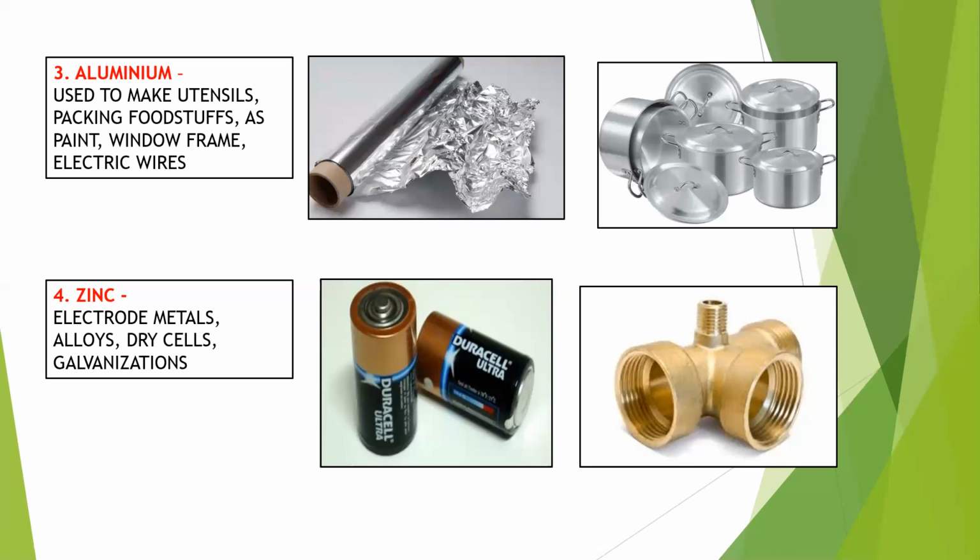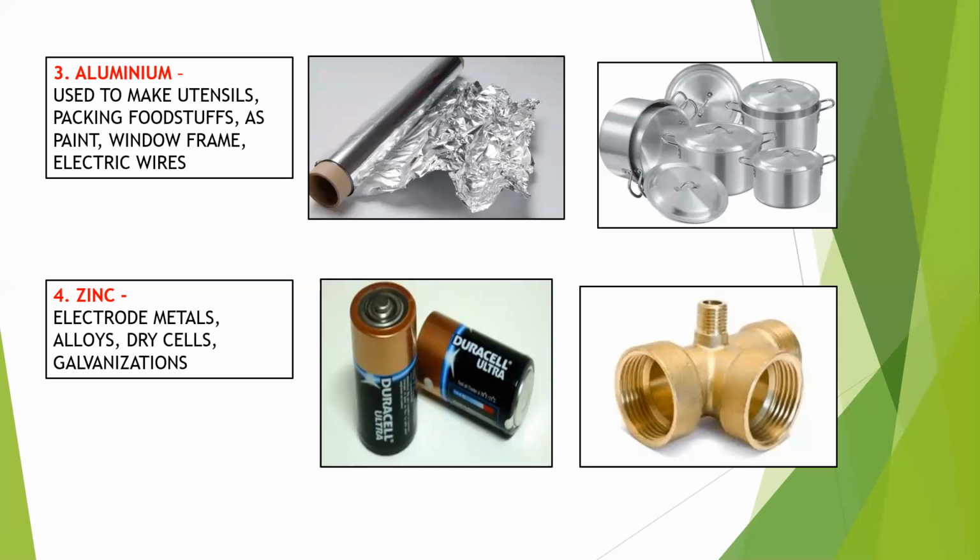Next, we will be learning about zinc. Zinc is a bluish white metal. It is neither malleable nor ductile. Rather, it is brittle. So, how can we use it for other purposes? Let us see. Now, it is used as an electrode metal.